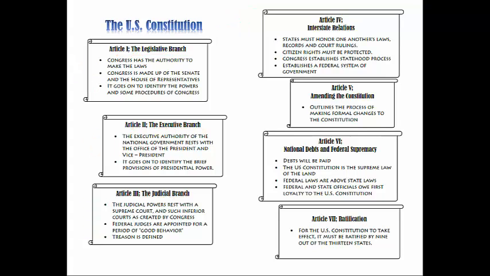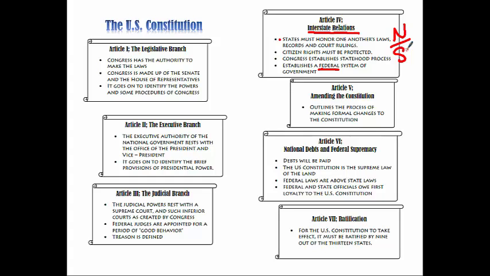When we get into Article 4, Article 4 deals with interstate relations. So here we are talking states. Article 4 says that states must honor one another's laws, records, and court rulings. It says that citizens must be protected and that Congress establishes the statehood process. Article 4 establishes one of my favorite F words in government, the federal system of government. That is to say, we have a government where we have a national level that takes care of national concerns and a state level that takes care of state and local concerns.